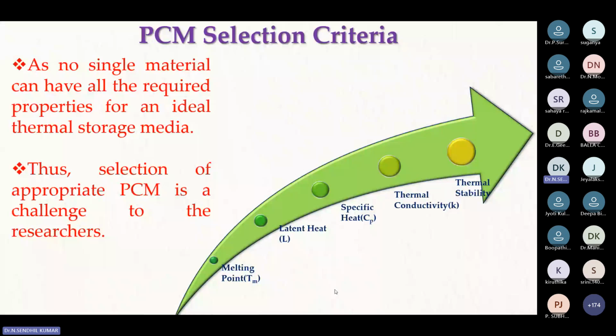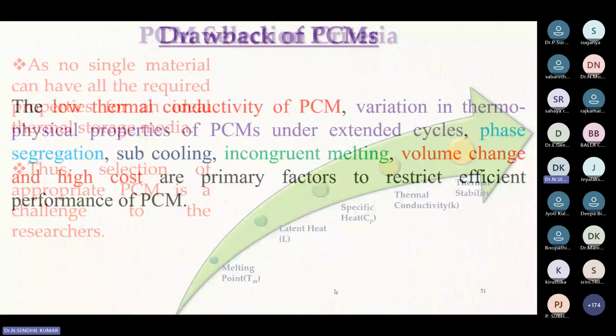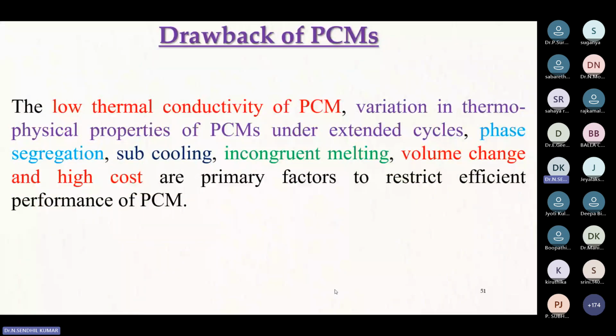But well and good, if it is applicable to your application, then it is okay. So low thermal conductivity, I already told you, low thermal conductivity of PCM and the variation in thermophysical properties of PCM on different cycles. Cycles means heating and cooling, and phase segregation, subcooling. These are some of the drawbacks of the phase change material. That is volume change and high cost. All those things lead to restricting the efficient performance of the PCMs.